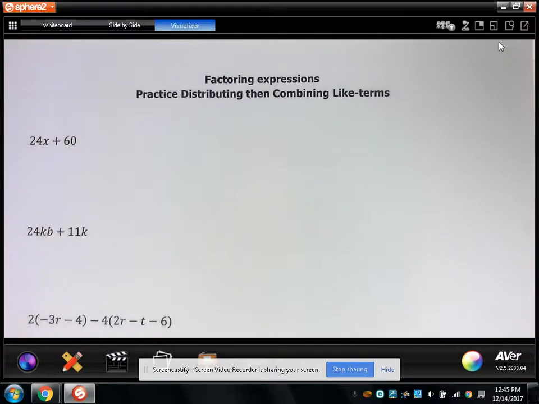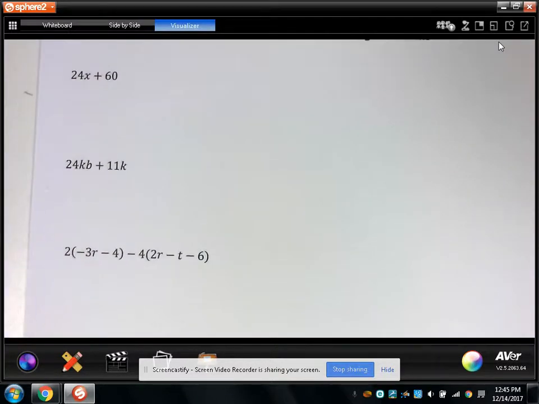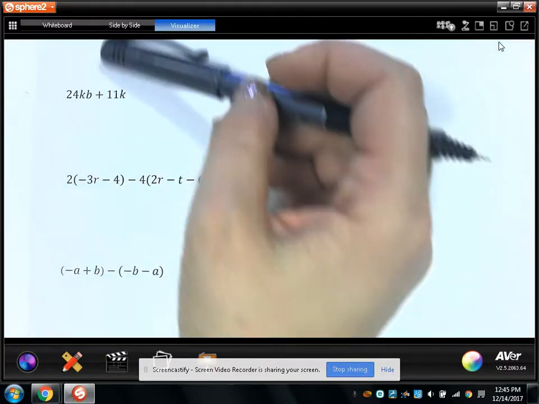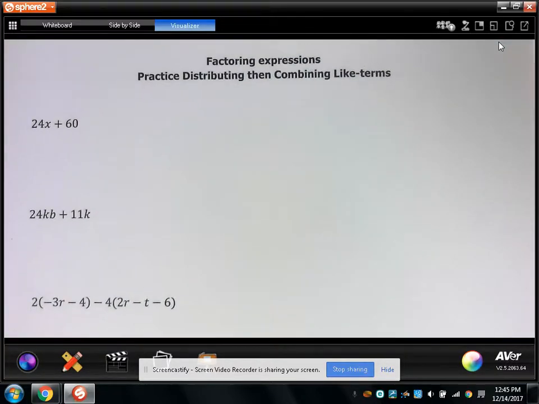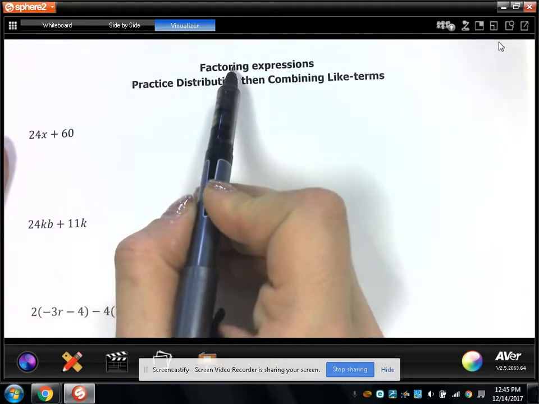Okay, in this video I'm going to go over how to factor an expression, and I'm going to go over a couple examples of distributing and then combining like terms. So here are the examples I'm going over. There's 4 of them. So first let's talk about factoring.